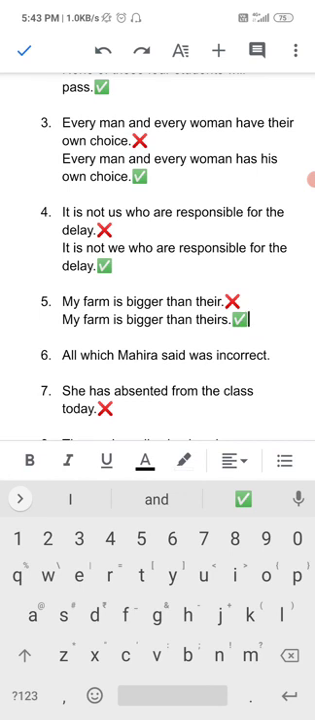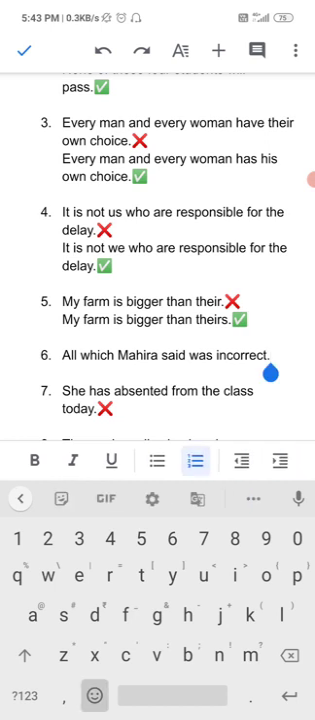If we wish to use "my farm is bigger than their farm," it means our sentence carries two same nouns. Farm and farm means we are repeating the same noun, farm, in our sentence. But we should not repeat the same noun. In order to replace this noun, we have to use a pronoun. That is why we are using here theirs. My farm is bigger than theirs.